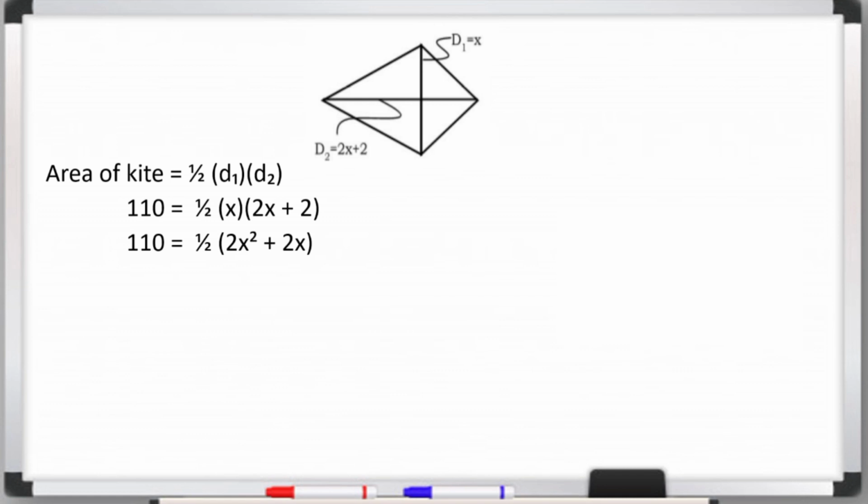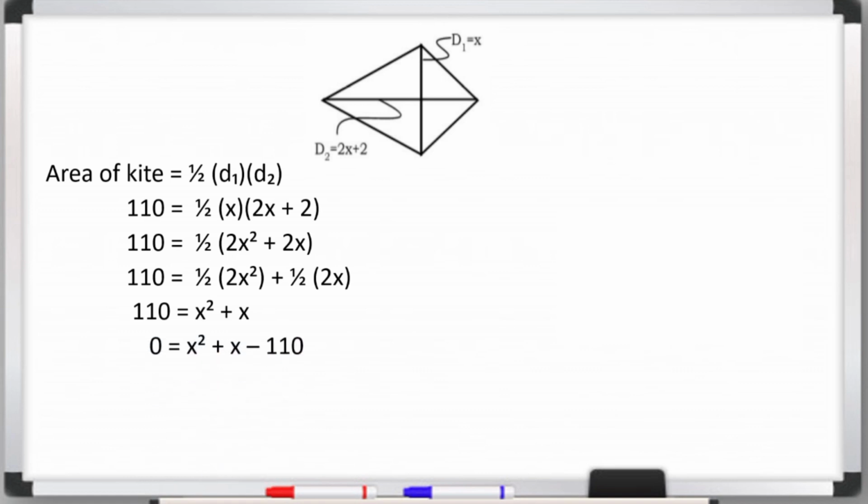So 110 equals 1/2 x times 2x is 2x squared. x times 2 is 2x. So 110 equals, distribute 1/2 to 2x squared plus 2x, 110 equals 1/2 of 2x squared plus 1/2 of 2x. So 110 equals x squared plus x. This equation produces a quadratic equation, so we have 0 equals x squared plus x minus 110.